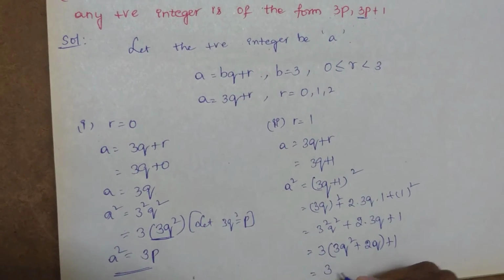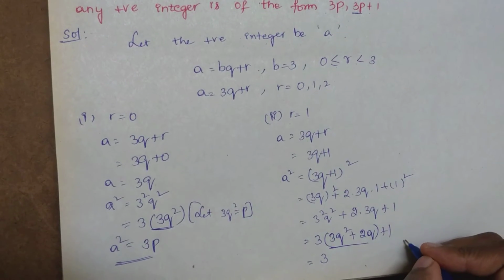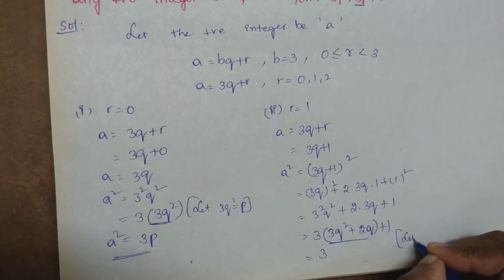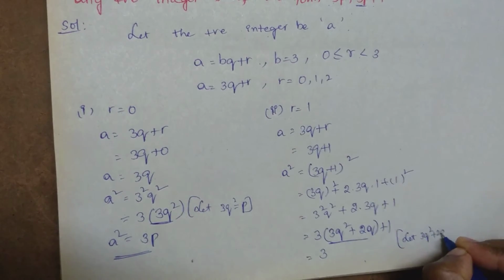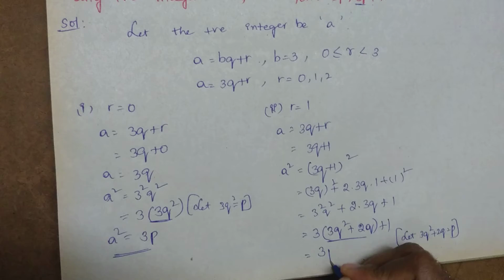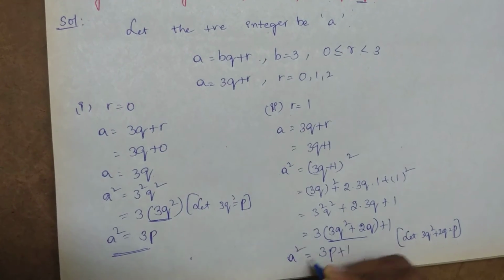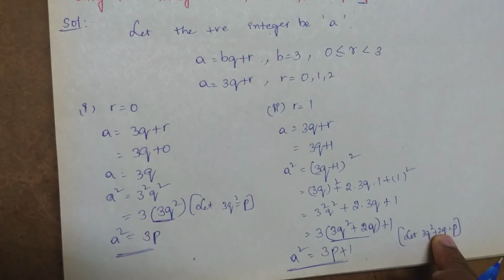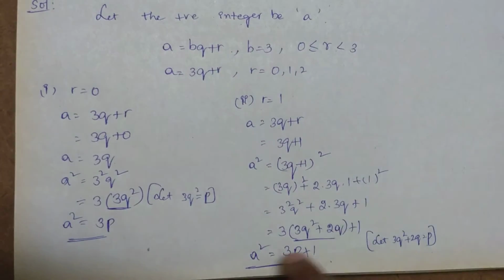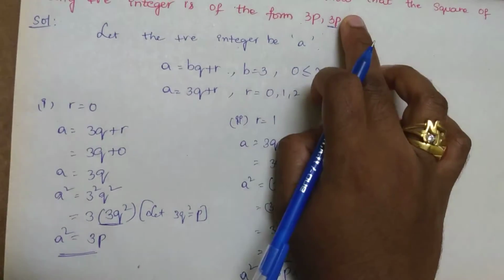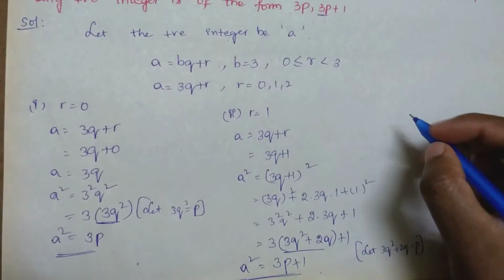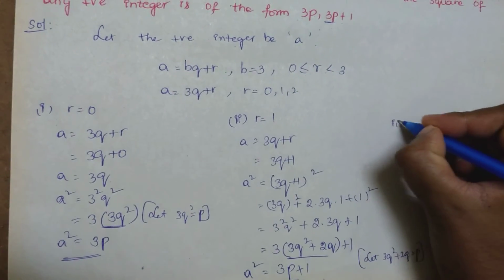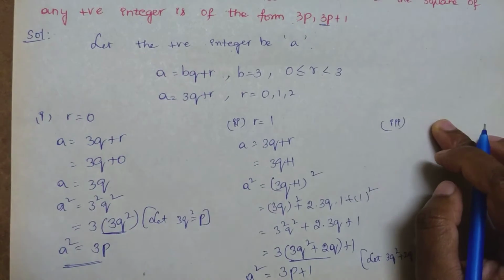I am assuming this as p. So let 3q square plus 2q equals p. This is in the form of 3p plus 1, so a square equals 3p plus 1. This you have to write in the exam also. So in the second case it is proved that the square of the positive integer is of the form 3p plus 1.